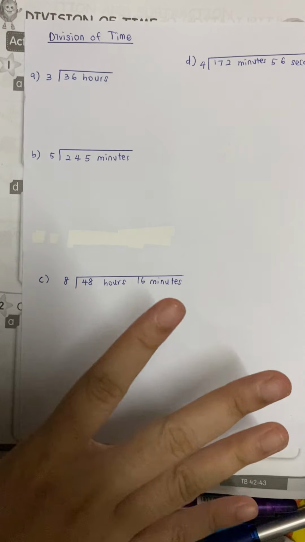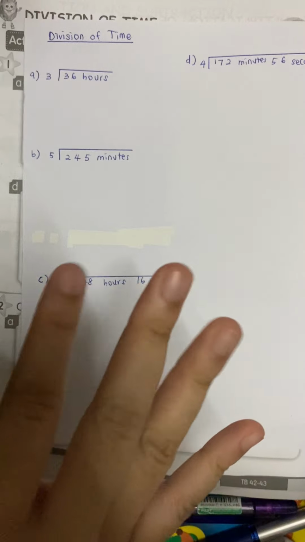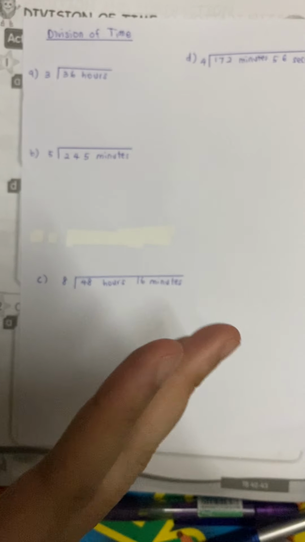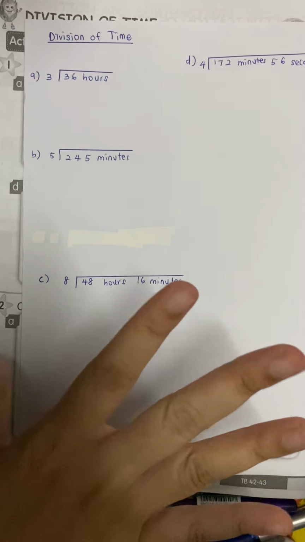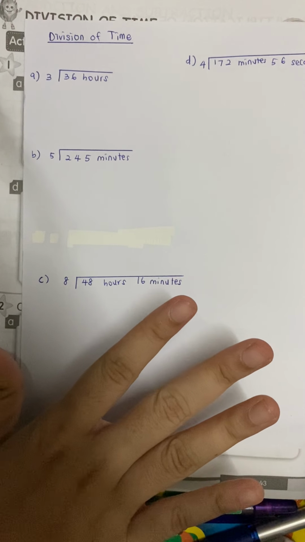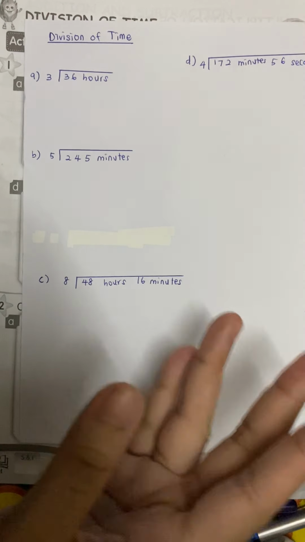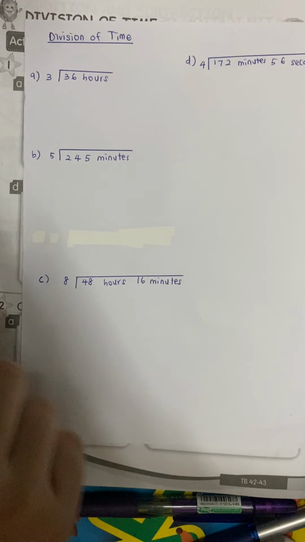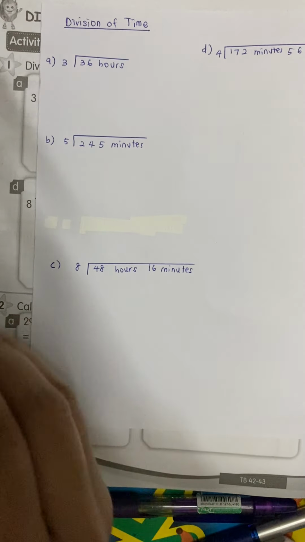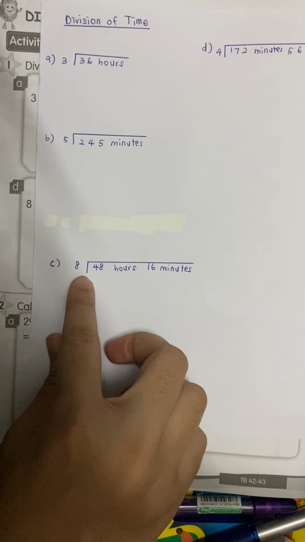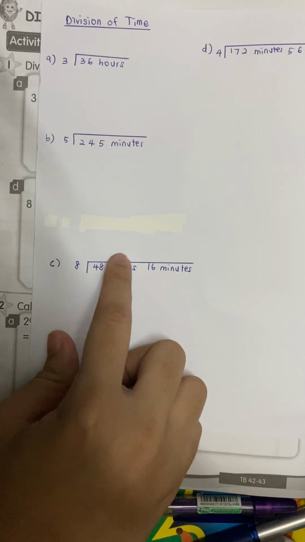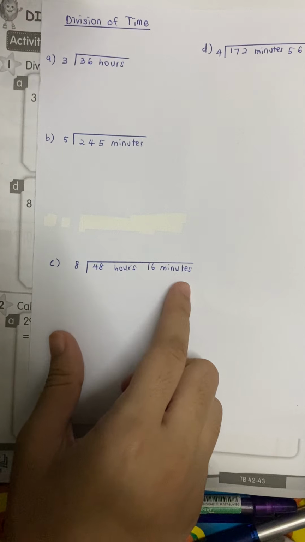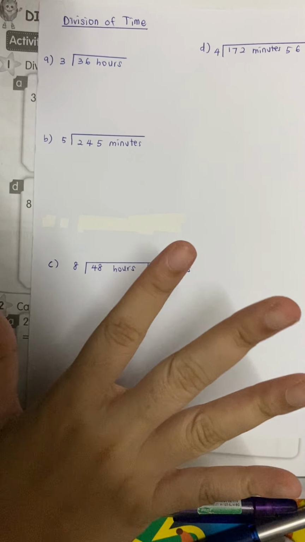Okay, so for today's lesson, we are going to continue with division of time. This is a very easy topic because you need to divide just as usual. But maybe the part that you will be confused is probably this part, because it has two units of time. Okay, but later on we will see.